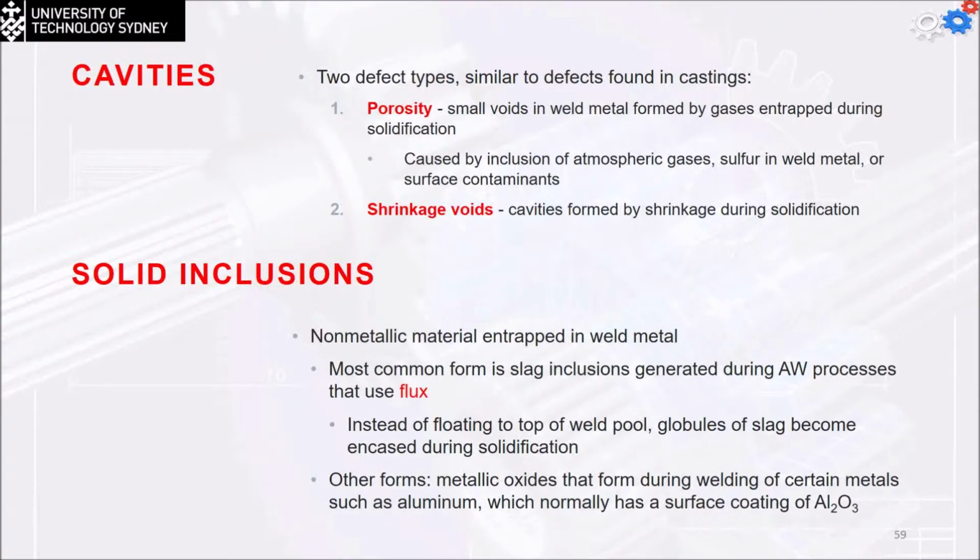Incomplete fusion is a very common mistake, especially for people who are welding for the first time. What happens is that in the weld bead, fusion does not occur through the entire cross section of the joint. So we're going to have some discontinuities, or incomplete fusion.